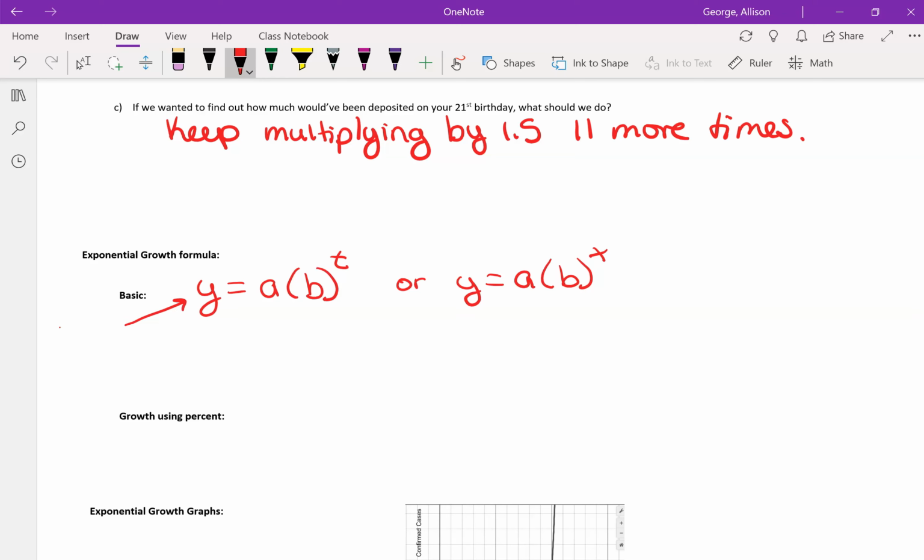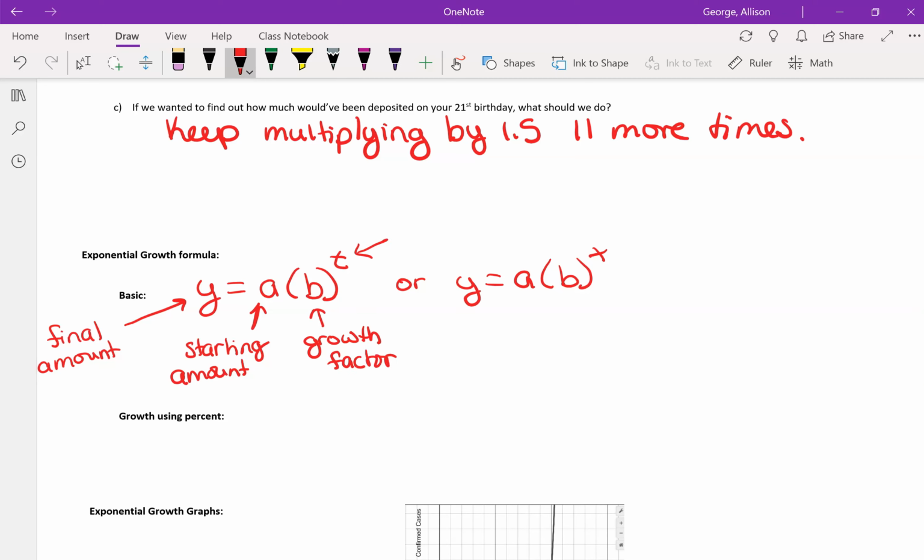So y would be your final amount. A is your starting amount. B is your growth factor. And t is time, and that is usually in years. Every once in a while it's not, but most of the time it's in years.